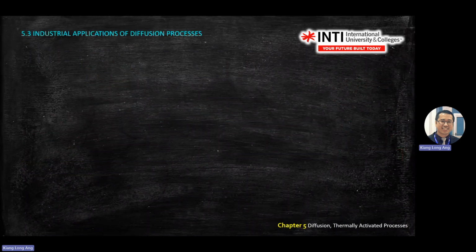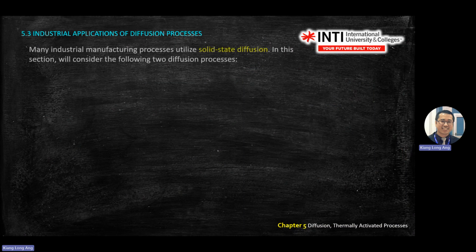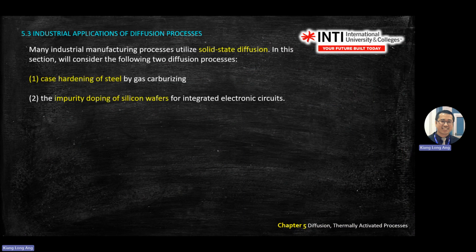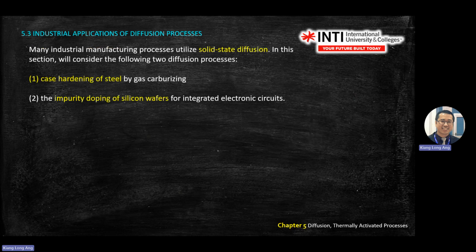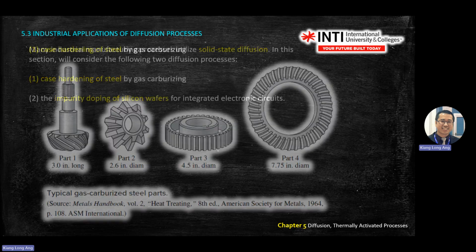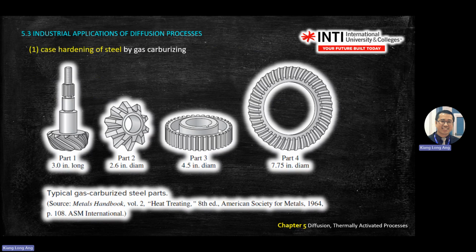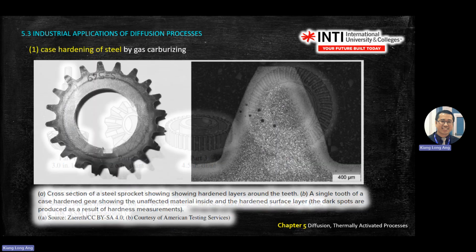Okay, the rest I go very fast. This is for the information: how diffusion happens in the industry. So this is for case hardening of steel, and impurity doping of silicon wafer that you see in the example now. Right. So it's a common process to make things harder. For example, the gear. Right? Gear in your machine.